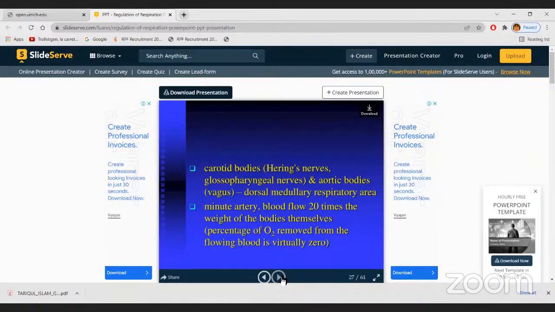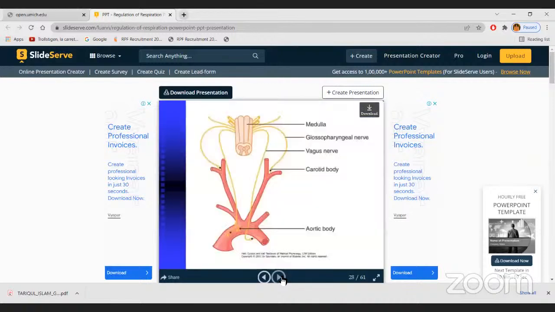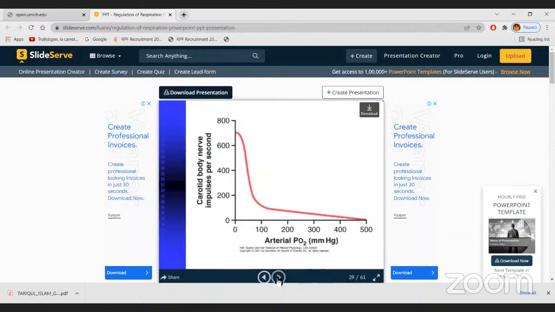So this is the medulla, then the glossopharyngeal nerves, this is the vagus nerve, then the carotid body and aortic body. This is the structure of the alveoli and respiratory organ. So this is the carotid body nerve impulses per second versus arterial oxygen. The curve is L-shaped.